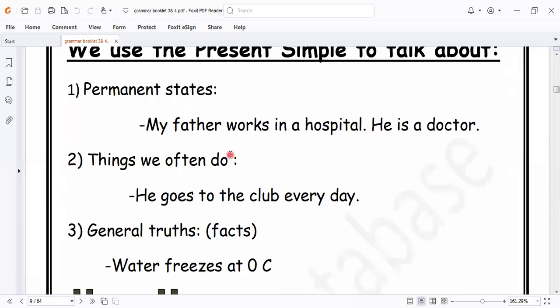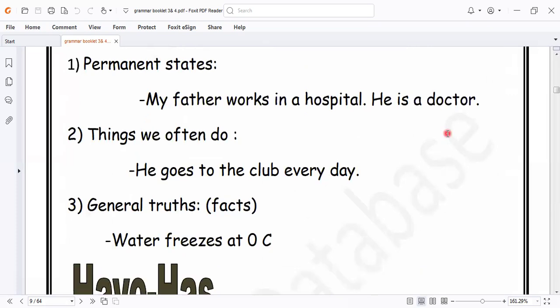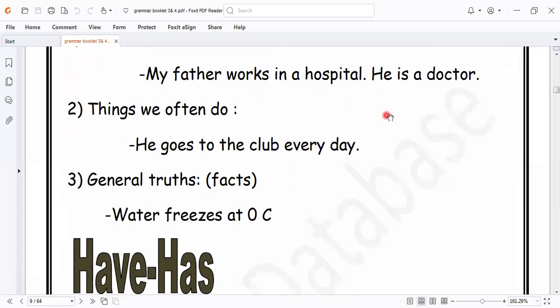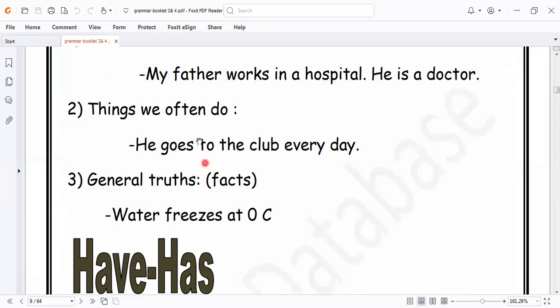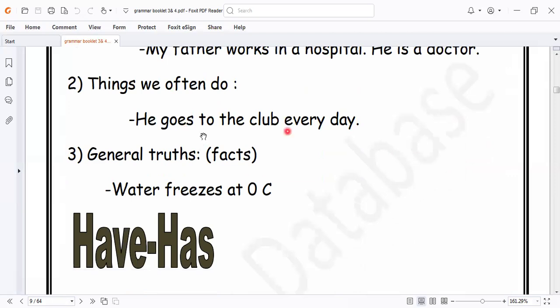We have here, like this, a permanent state. My father works in a hospital. He's a doctor. This is a permanent state. It means he works in a hospital, so he is a doctor. He works in a school, so he is a teacher. She's a teacher. When you say he works in a school, he is a teacher. Okay, he works in a hospital, he is a doctor. Things we often do: we can say things that we often do, like we go to the club, we go to my grandparents, and so on.